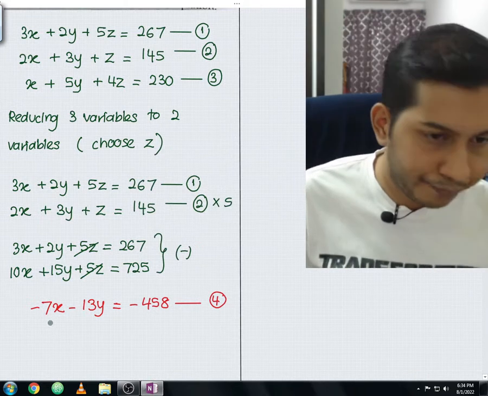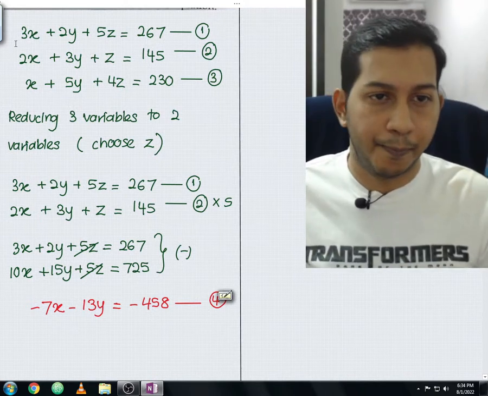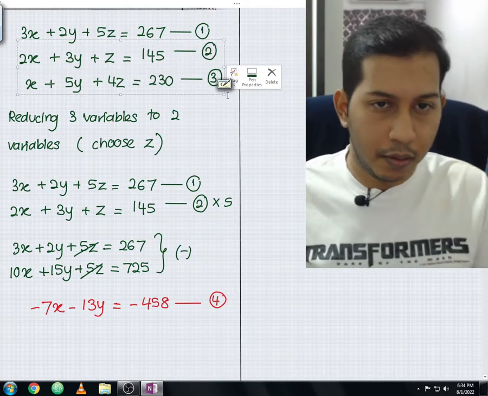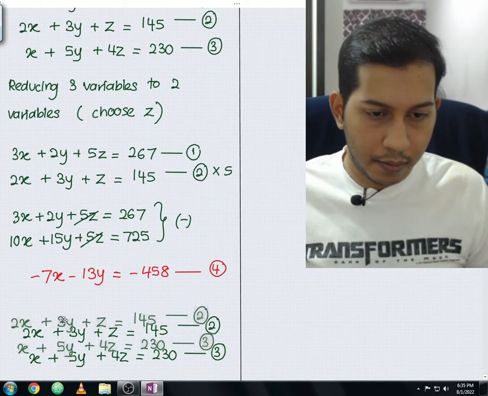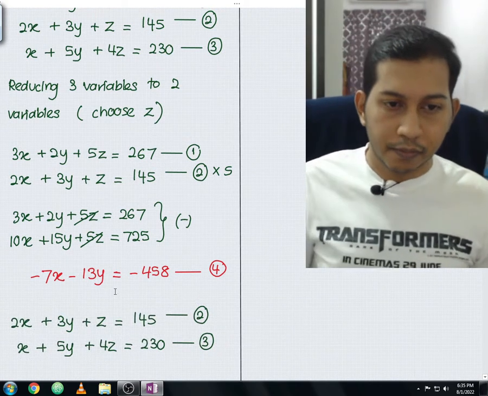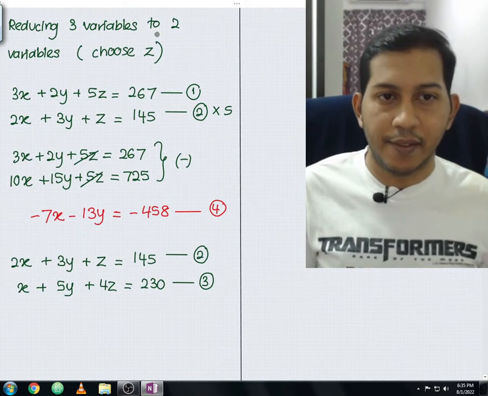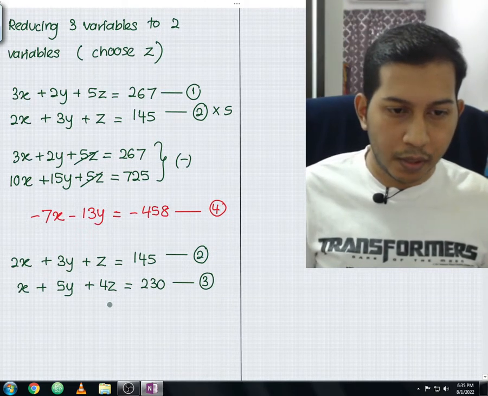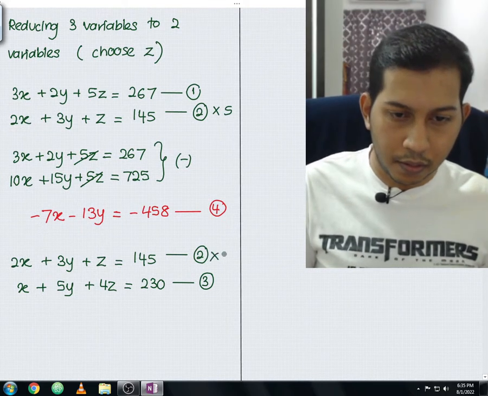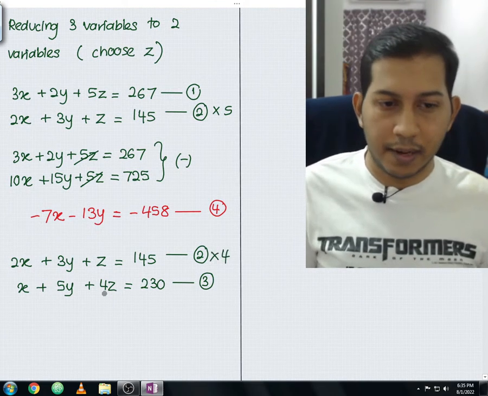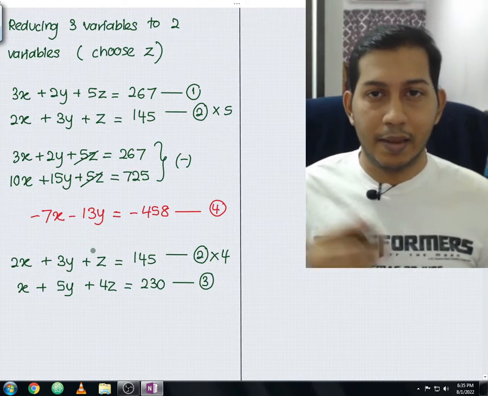So from here, in this case we will choose equation 2 and equation 3. Let me copy paste here. So this is your second equation. Since we are choosing the z variable to get eliminated, for equation 2 it is better for us to multiply by 4. Since you have 4z here, when you multiply the whole equation by 4, it will be easier for us to eliminate the z. So you can literally subtract them together.